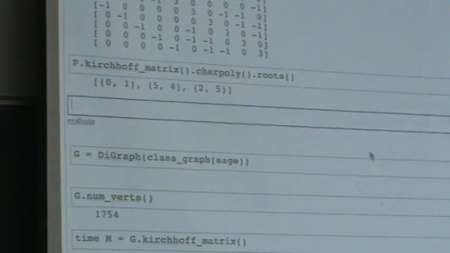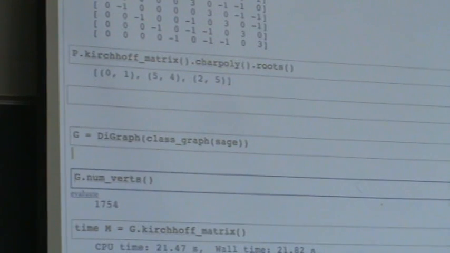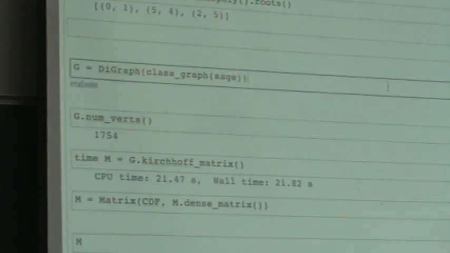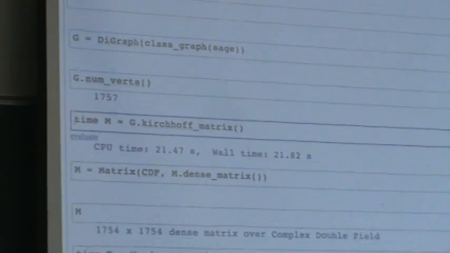So to motivate the study of graph spectra a little bit, I took this function called class graph, which takes all of the classes in Sage and gives you a directed graph with an edge representing each inheritance. So for example, Sage objects are objects, so there's an arrow there. The graph is a Sage object, so there's an arrow there too. So what I did was I created the graph that corresponds to this. There are 1,757 classes in Sage 3.0.